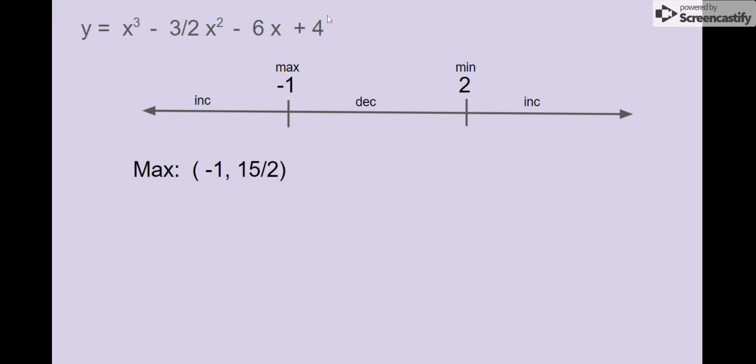Do the same thing to get our minimum. We know x is 2. If I plug 2 in here and work that out, I would get my minimum is 2 and negative 10, when I plug that into the original function to find that y coordinate.